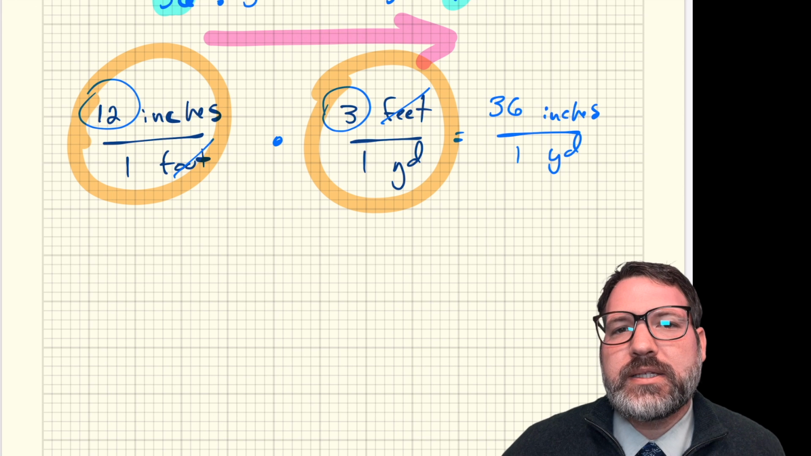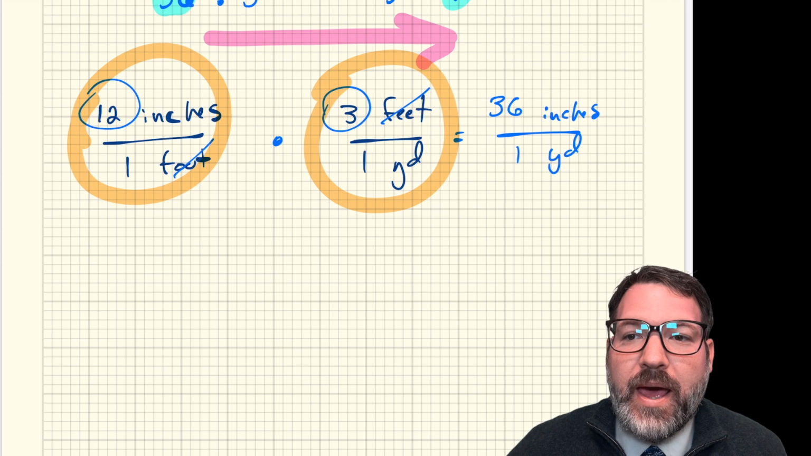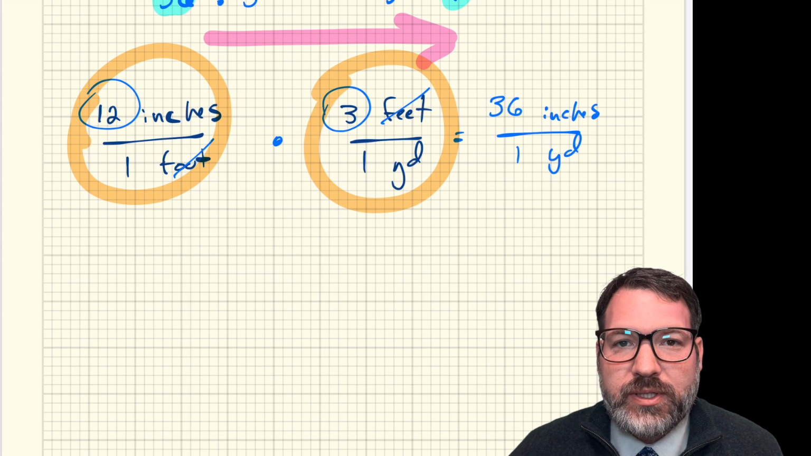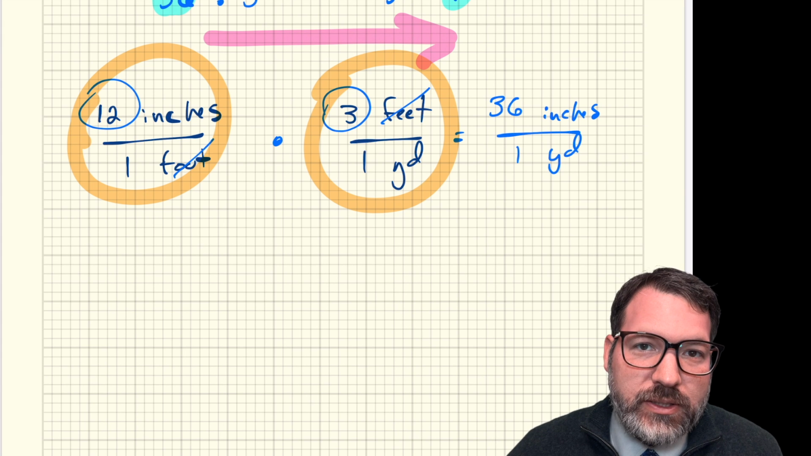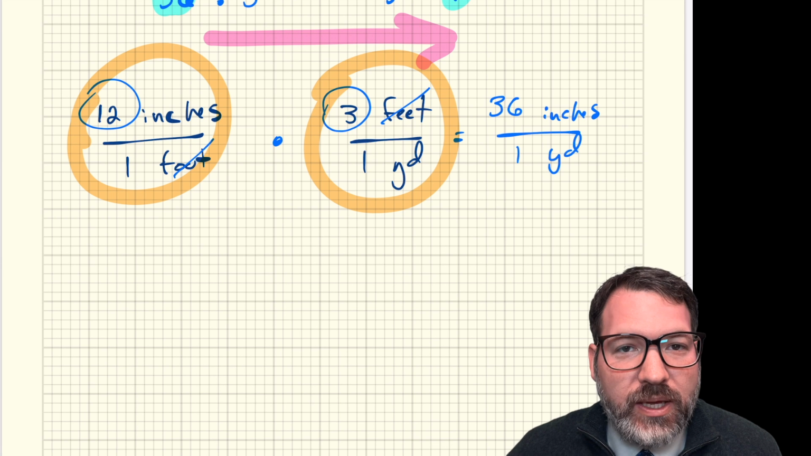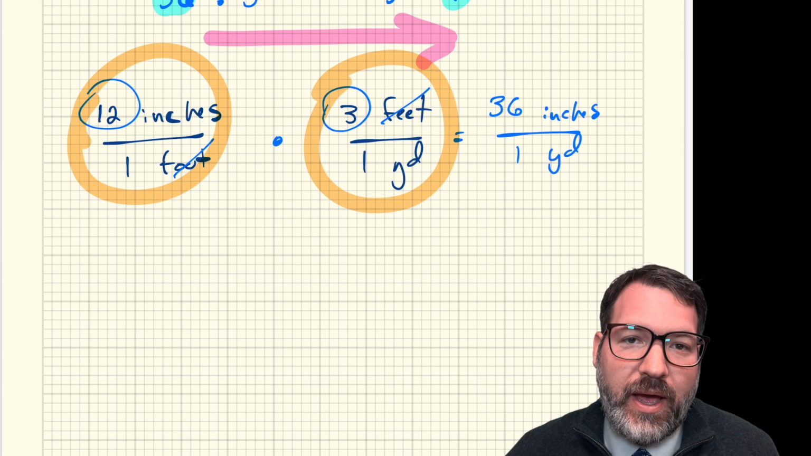The second key concept is that because these are equal to 1, we can multiply them, and it's not going to change our quantity. It's not going to turn 36 inches into 48 inches or something like that, but it is going to change the units. And it's going to change the units by canceling units. So we can cancel units in precisely the same way that we cancel common factors out of fractions.